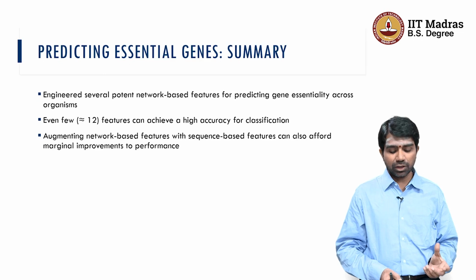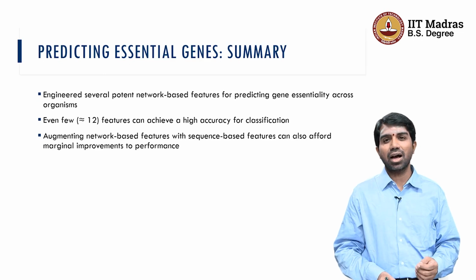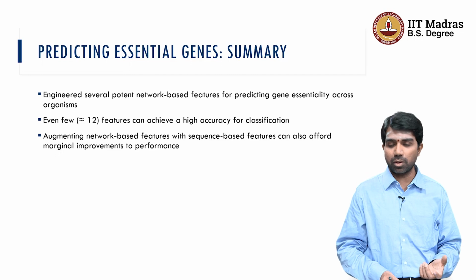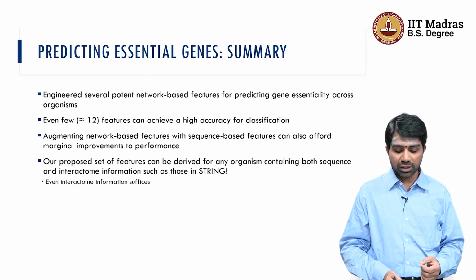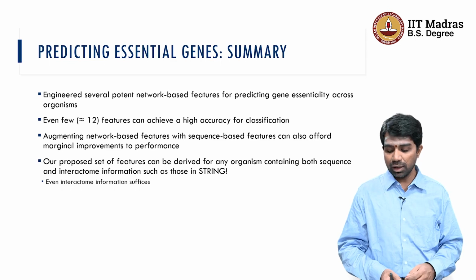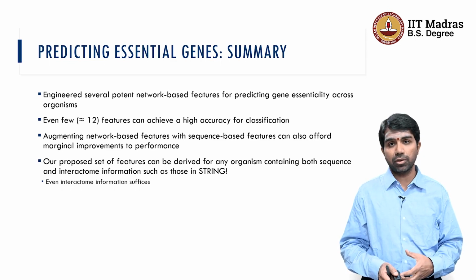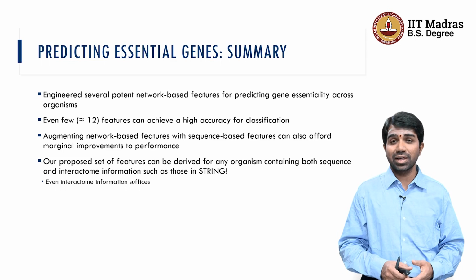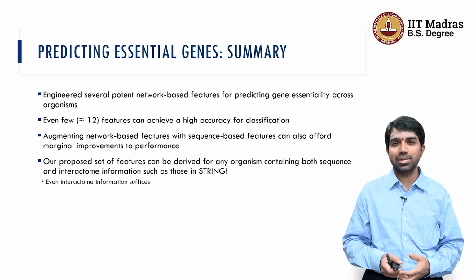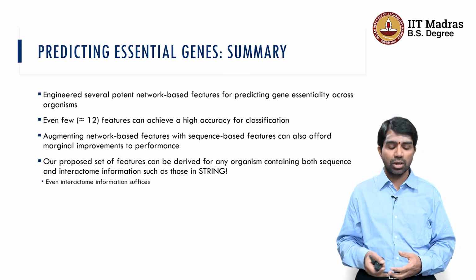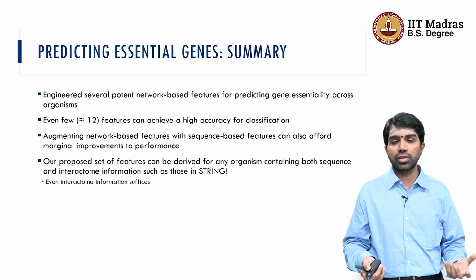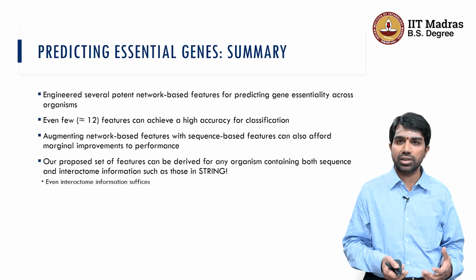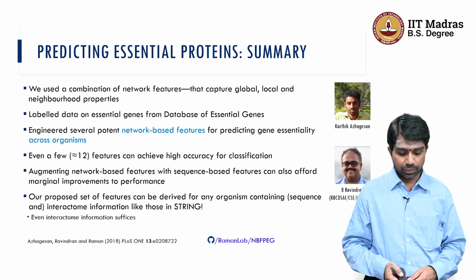And augmenting network based features with sequence based features afforded just a marginal improvement in performance, so nothing to write home about that. And our proposed set of features can be derived for any organism containing both sequence and interactome information, such as those in the STRING. So, we can readily apply it on all STRING organisms, which is what we did, and I will show you shortly. And you do not need to really go for sequence as well, because we said 12 network features are more than sufficient.